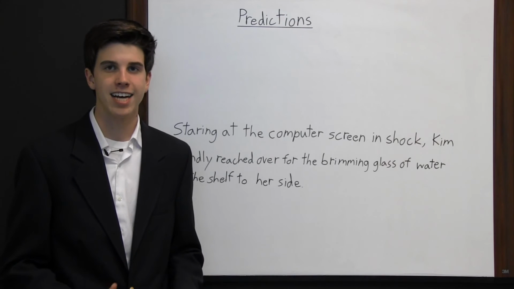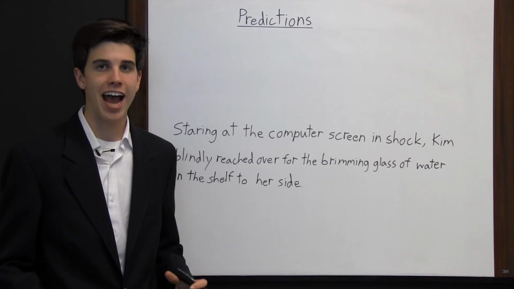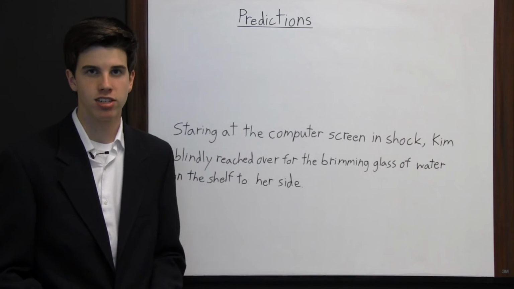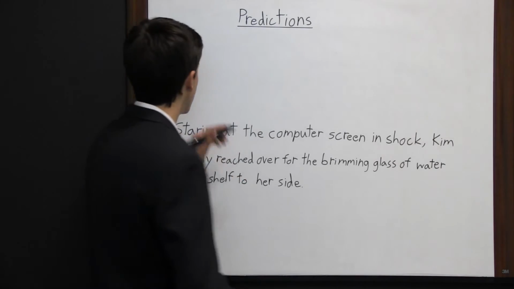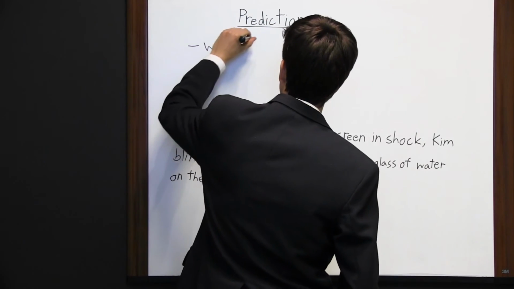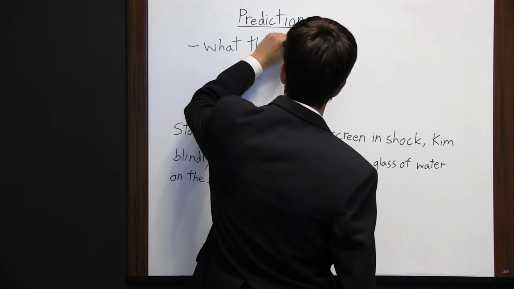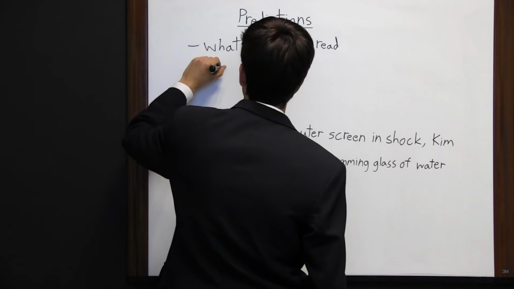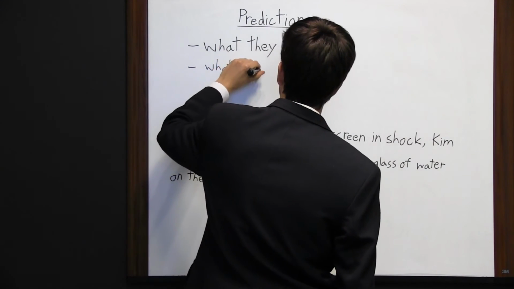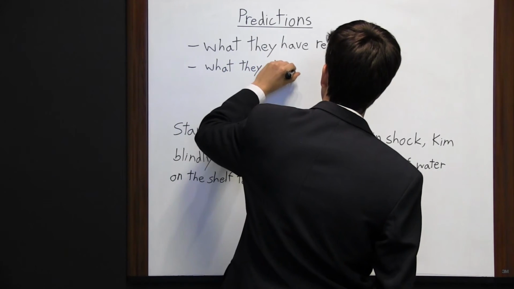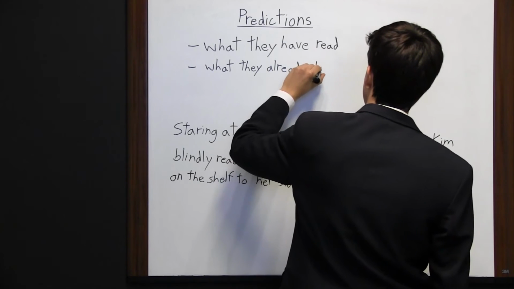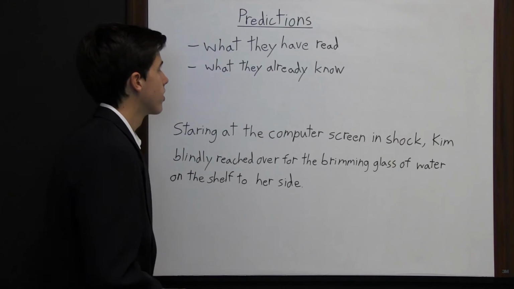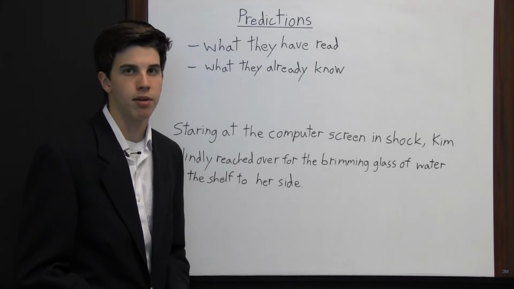A prediction is a guess about what will happen next. When a reader actively engages in whatever they are reading, they naturally make predictions about what will happen next. They base these predictions on what they have read and what they already know. By taking what they have read and what they already know, a reader can formulate what they think will happen next in the story.